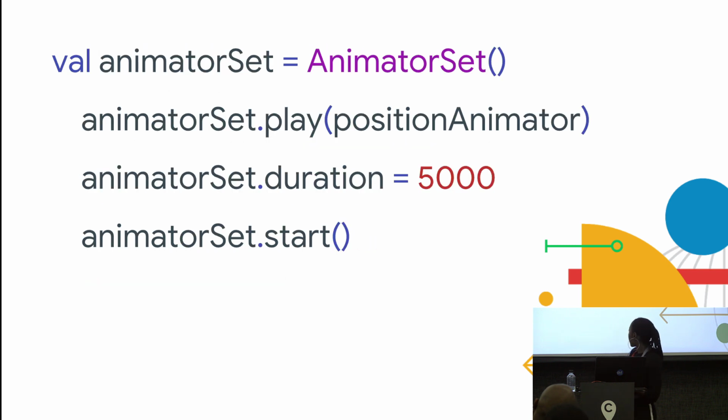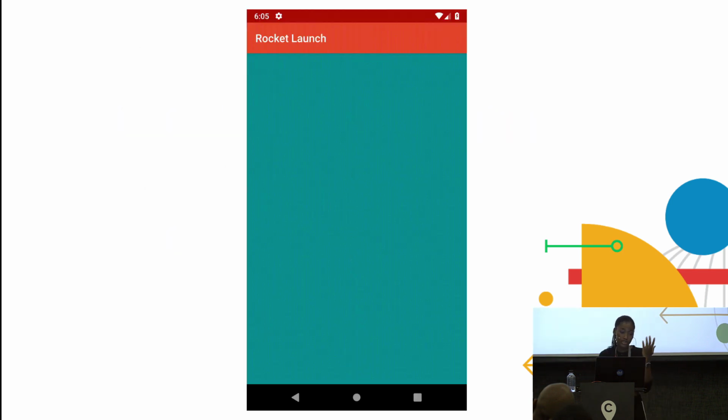And we create an AnimatorSet. I'd like to recap. AnimatorSet plays your animations in a specified order. You can play them together, in sequence, or one after the other, or after a specified delay. So we pass it our position animator. We set its duration, and we say start. And then, therefore, we can have our dog go to space with us.